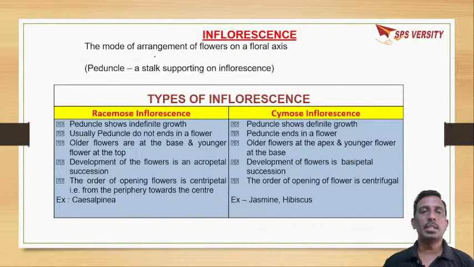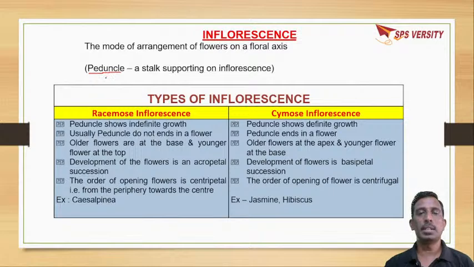So in plants, the mode of arrangement of flowers is called inflorescence. So there is a specific arrangement of flowers. The stalk of the flower inflorescence is called peduncle. We have a stalk in the leaf, that is, the stalk of the leaf is called petiole. The stalk of the inflorescence is called peduncle.